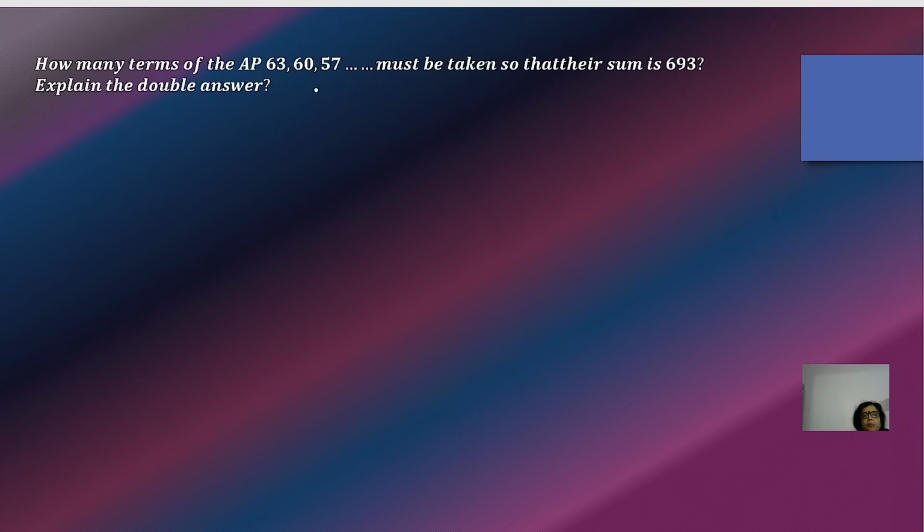Next question is how many terms of the AP 63, 60, 57 must be taken so that the sum is 693? Explain the double answer. Now here in this question you are given the value of a as 63, d is coming as minus 3 and the summation of n terms is 693. And we'll get two answers over here.